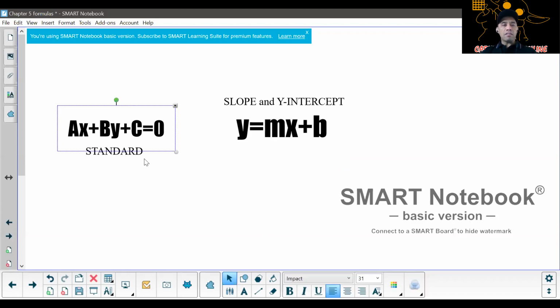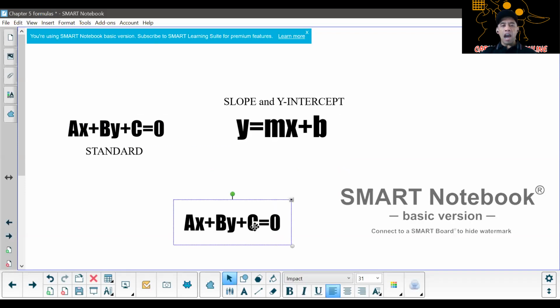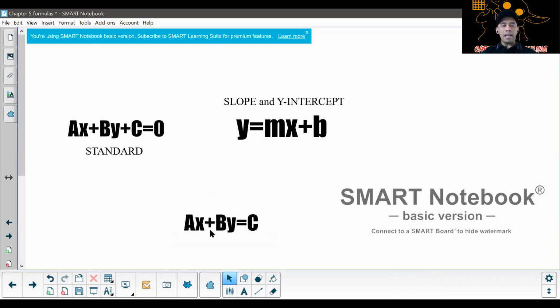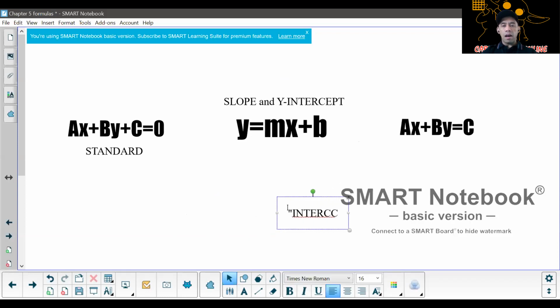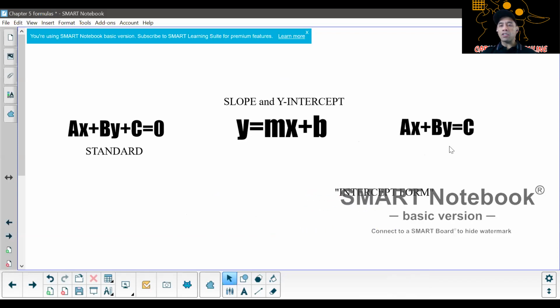Today's form doesn't really have a name. I just gave it a name because of the technique used behind it. Anytime you see an equation where you have the x and the y on the same side and a number on the right side, that is the kind of equation we're going to graph in today's lesson. I just call it the intercept form, simply because we are going to use intercepts in order to draw a straight line.